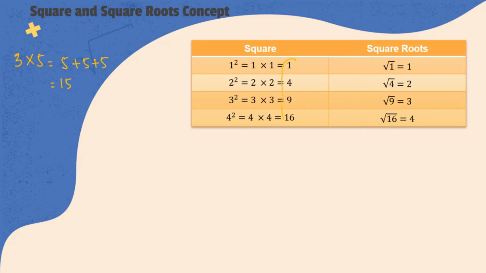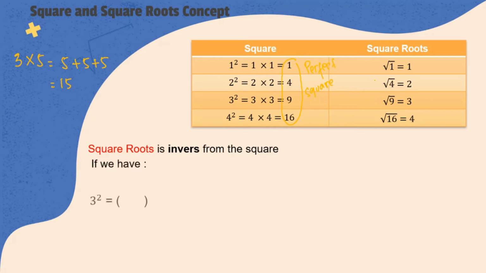1, 4, 9, and 16 are called perfect squares. So the square root is the root of the perfect square. The root of 1 is 1, the root of 4 is 2, and the root of 9 is 3. That's the connection between squares and square roots. So, the square root is the inverse of the square.